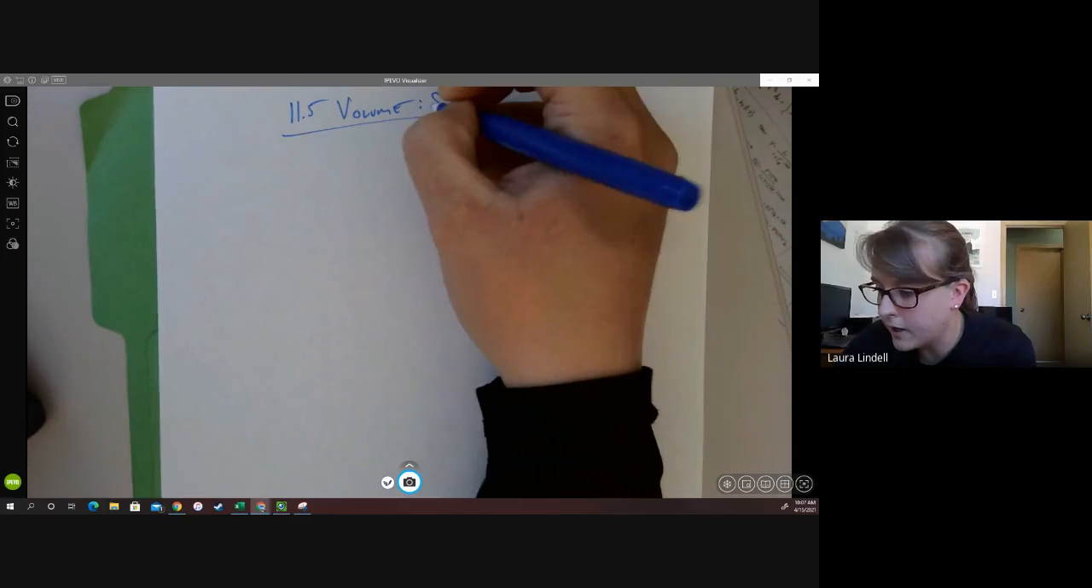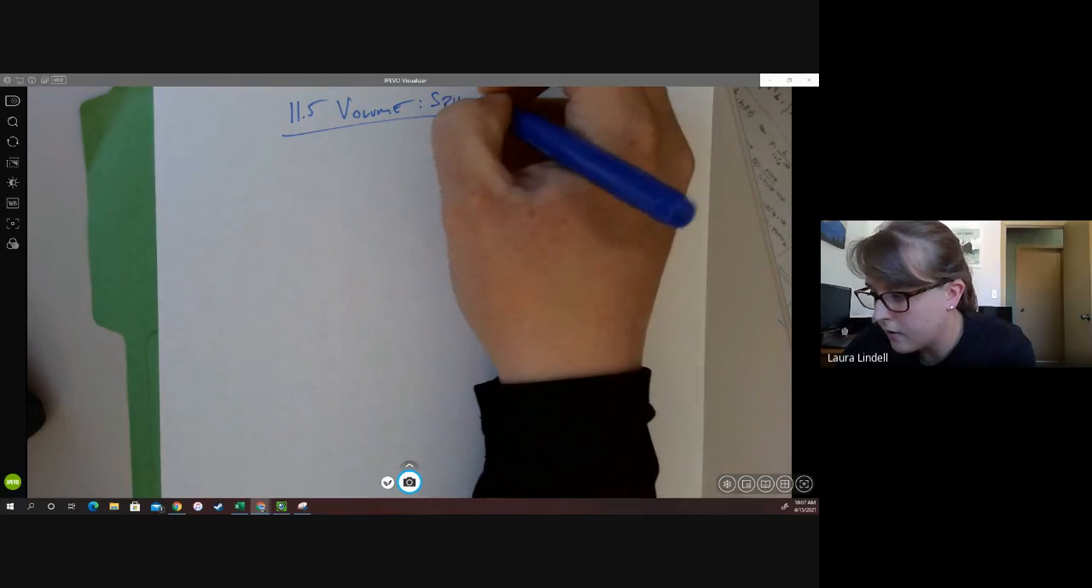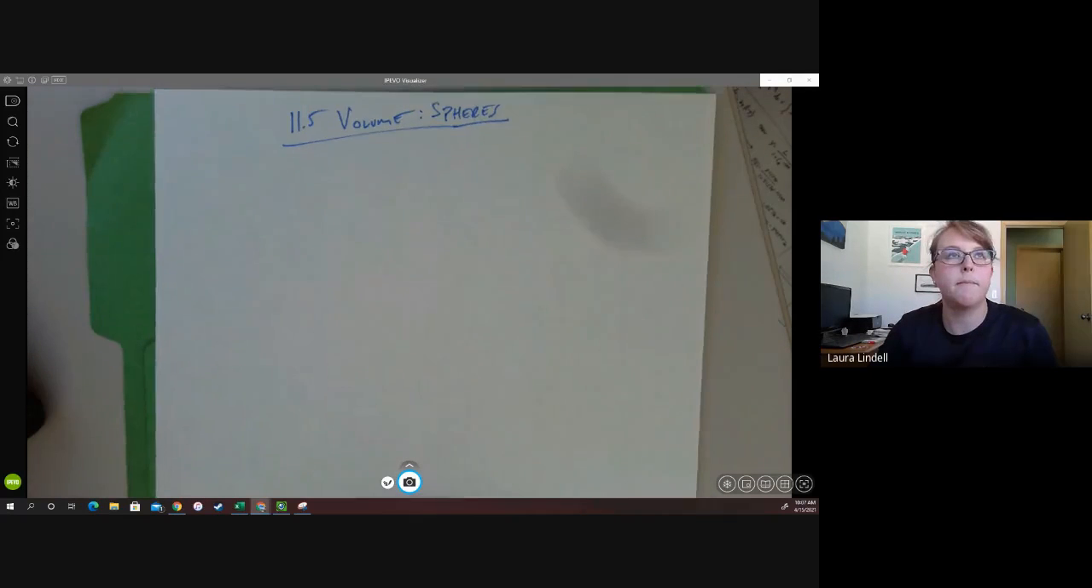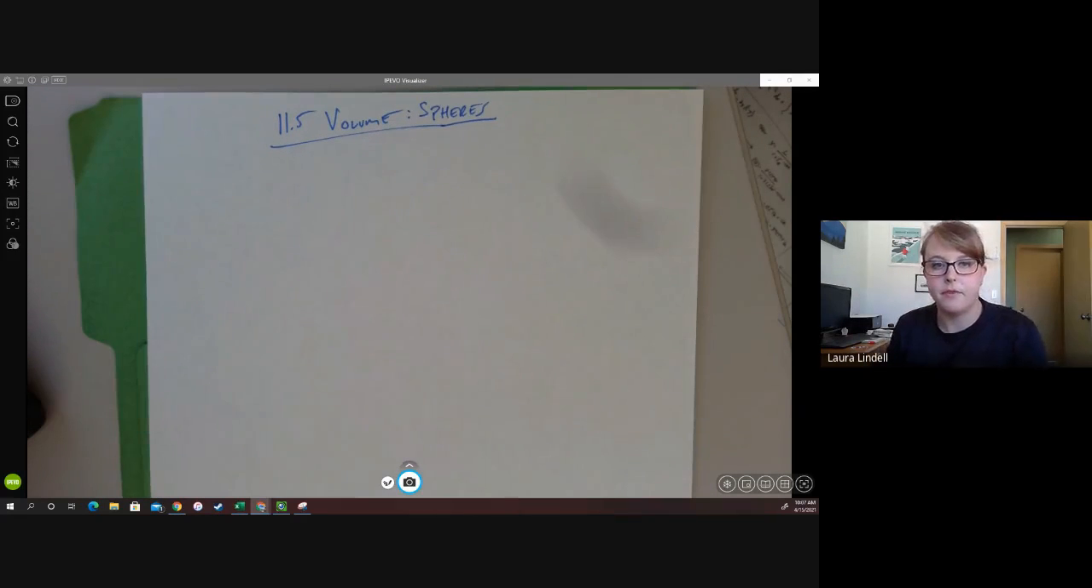Volume, today we're talking spheres. Okay. So first of all, a sphere is hopefully a shape that we are familiar with. Anything ball-shaped, like a tennis ball, a basketball, soccer ball, baseball, those are all sphere-shaped. The Earth is roughly spherical.